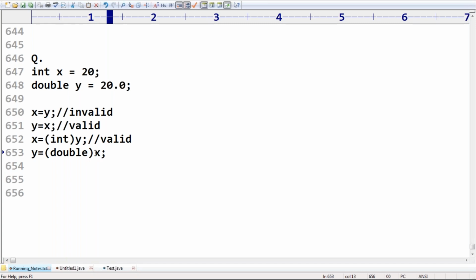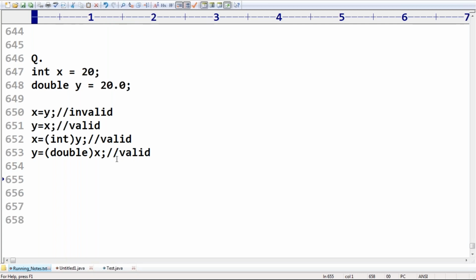What is the reason for that, sir? X is what type? Int type. Int, we are trying to typecast to the double, and then we are performing Y. So really, is typecasting required in this line? Not required. Even if you want to do it, no problem at all. That's why this one is also valid.